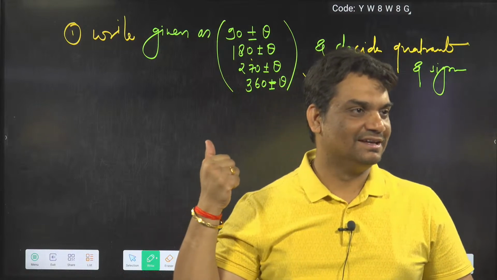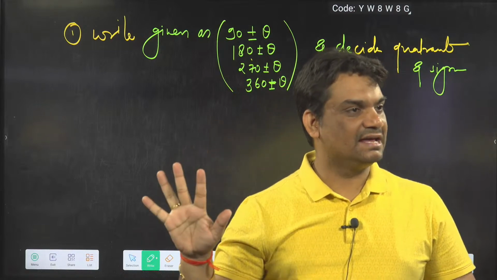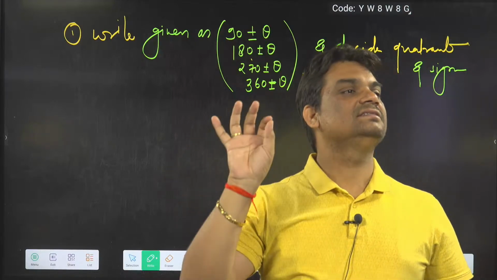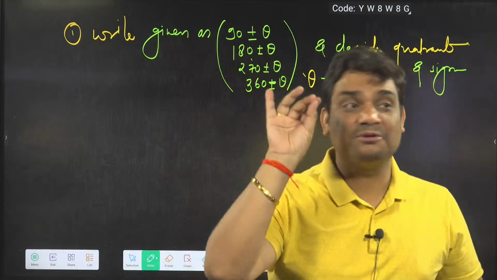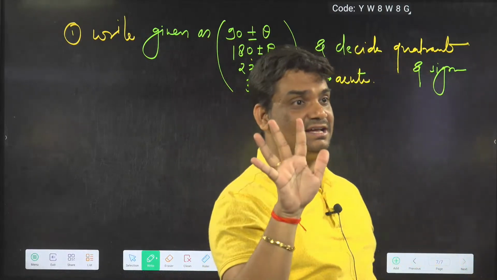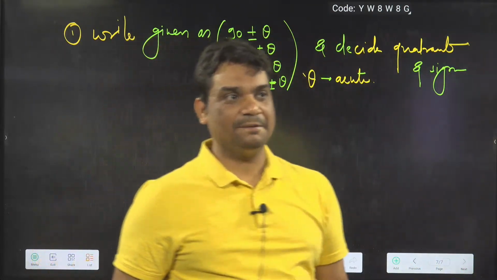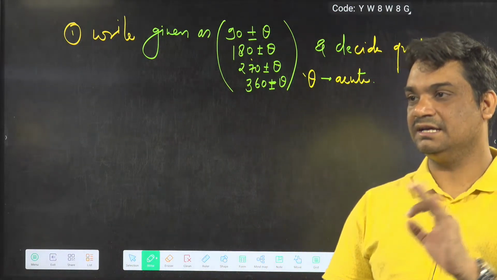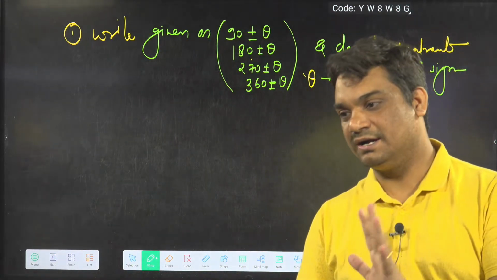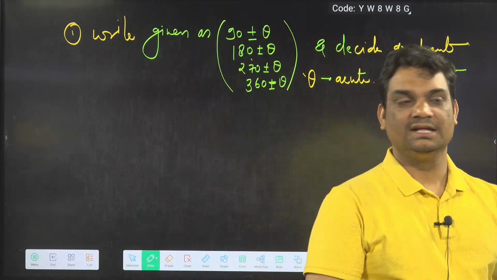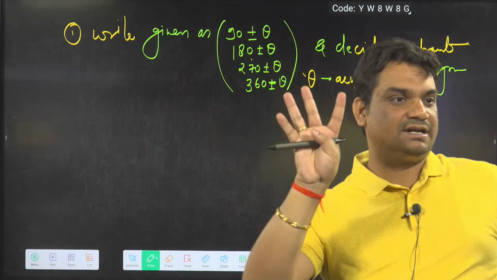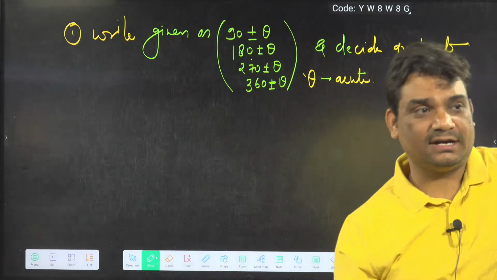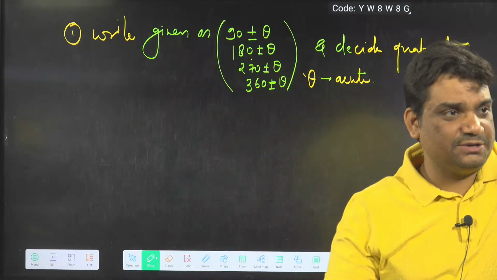So keep on doing. Whatever the given angle is, we have to write 90 plus minus theta, 180 plus minus theta, 270 plus minus theta, 360 plus minus theta. We have to decide the quadrant and then decide the sign. Let me give an example. Like if I say 330, 330 will lie in which quadrant? You can say 330 will be in the fourth quadrant, and in the fourth quadrant you have decided.